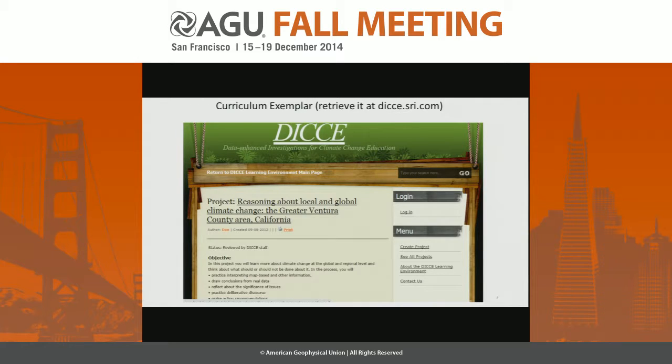I will now present how an existing curriculum unit represents an example of how student tasks in the unit represent some of these problem types. The unit was developed for teachers in Ventura County, California, under my NASA project, Data Enhanced Investigations for Climate Change Education. You can find the curriculum on the DICE learning environment, a website devoted to posting of curricula around uses of data sets from NASA missions. The URL is at the top of the slide, dice.sri.com, DICE with 2 C's.